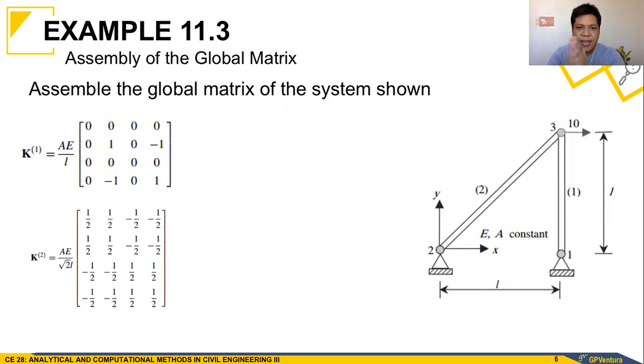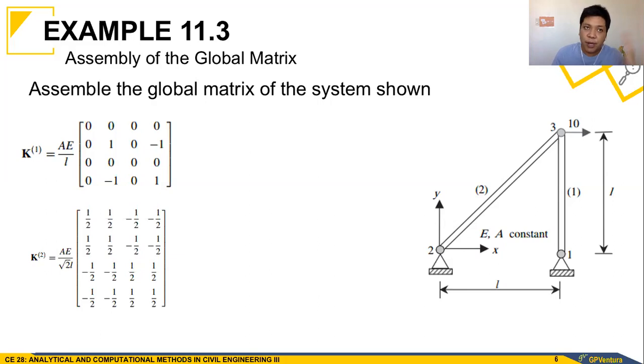What if I'm being asked to assemble the global matrix, however my problem involves elements which have inclined members? Since our global axes would be x and y, please expect that displacements can occur along x and along y, not only in the y direction. Therefore, the size of the matrix is still a square matrix, the number of rows equal to the number of columns, but it would be equal to the number of nodes times 2.